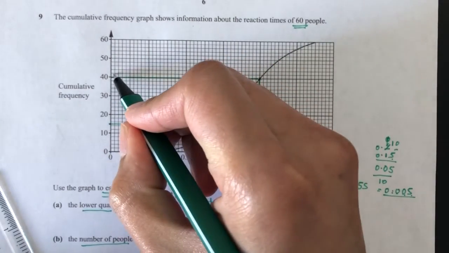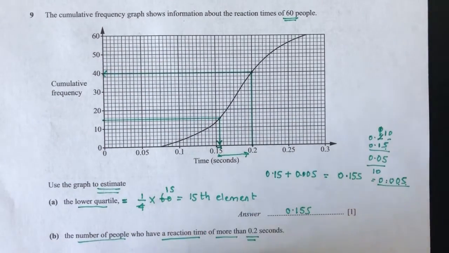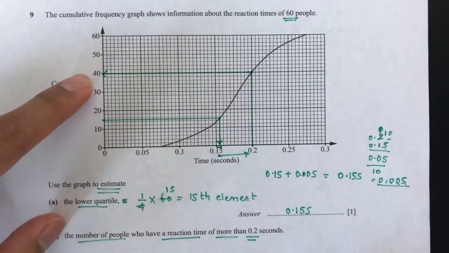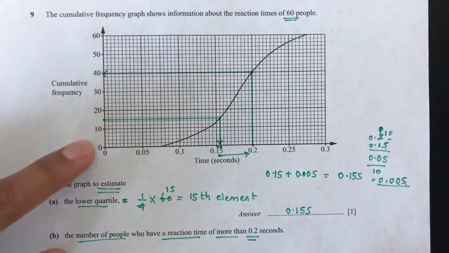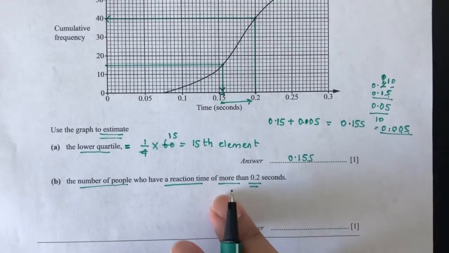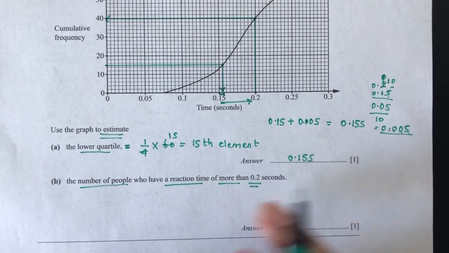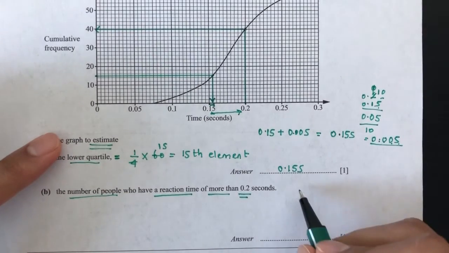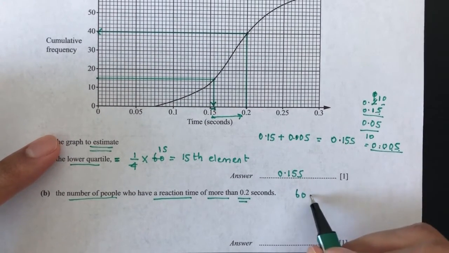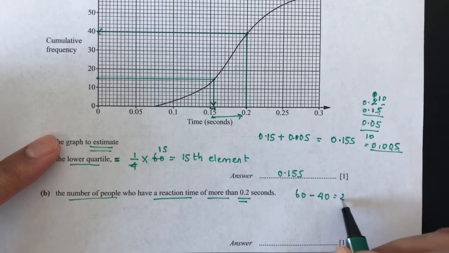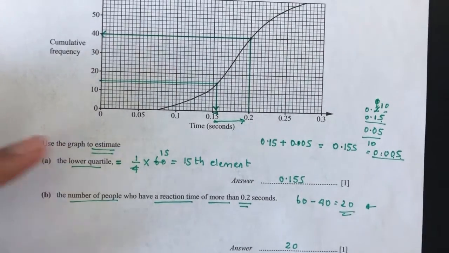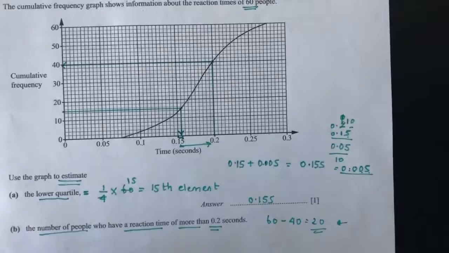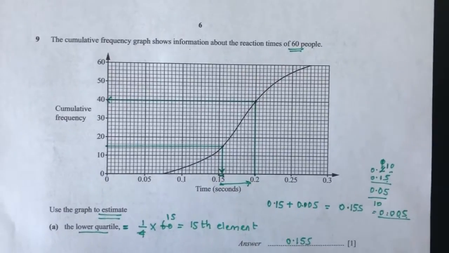So what does this mean? It means that at the reaction time of 0.2, we have 40 people who have reaction time less than 0.2. So how many people have reaction time more than 0.2? So we have to do 60, which is the total number of people, minus 40, and we will have 20. So 20 people have reaction time more than 0.2, and that is number 9.